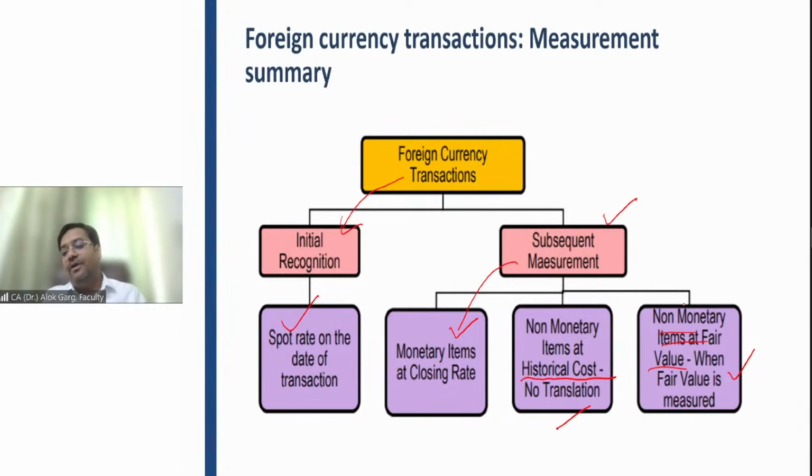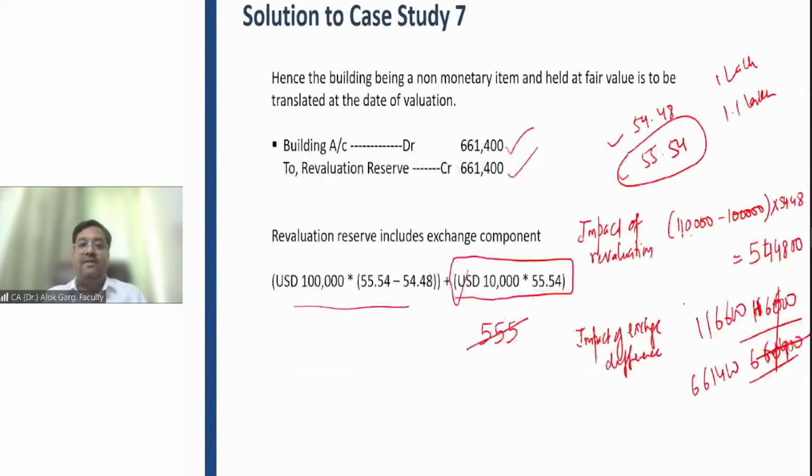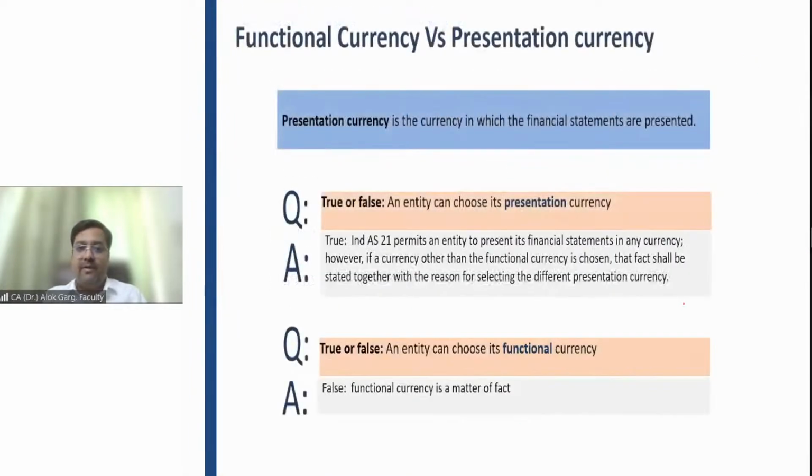But if it is a non-monetary item, then you need to look at whether it is historical cost or fair value. If it is historical cost, nothing is required, no translation, no restatement, nothing. But if it is a non-monetary item at fair value, then you have to restate it on the basis of the exchange rate on the date of fair valuation. The exchange impact will go at the same place where the fair value impact goes for that item, right? This is what we have discussed in this particular case study, right?